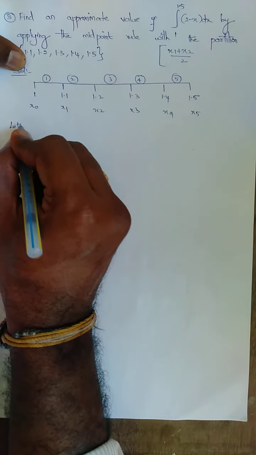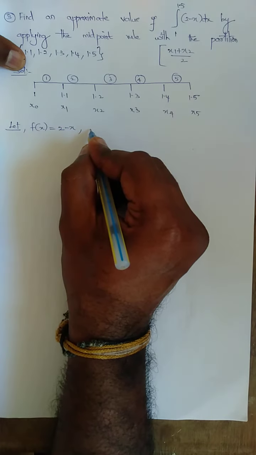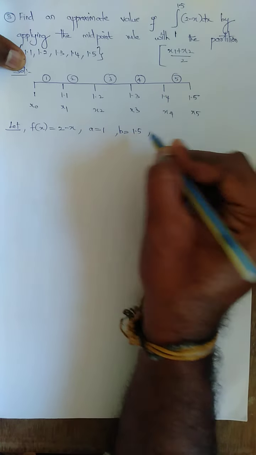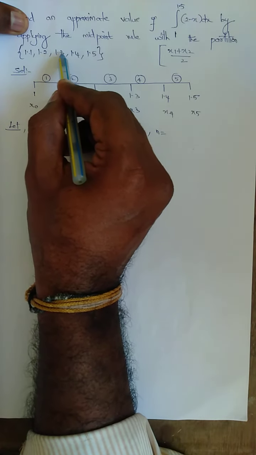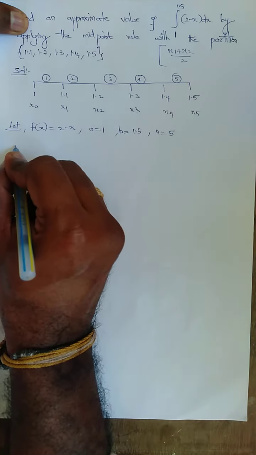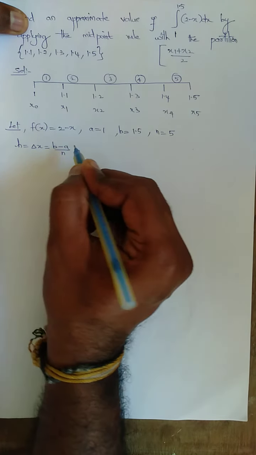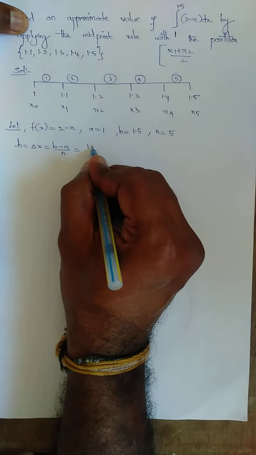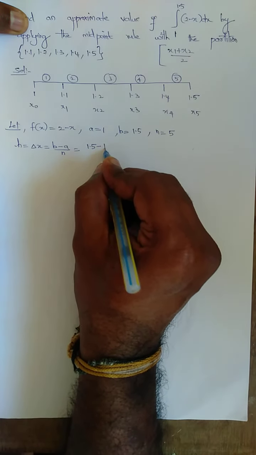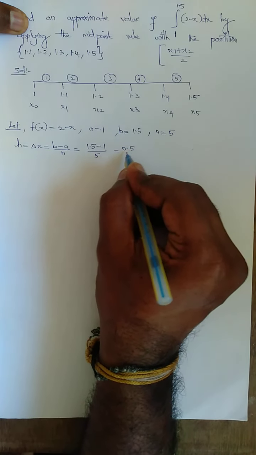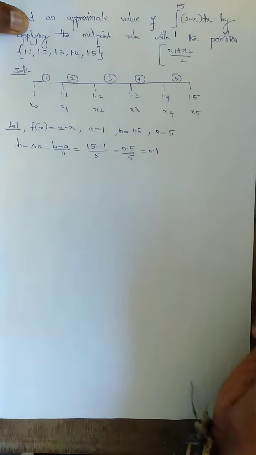Let f of x be equal to 2 minus x. Lower limit a is 1. Upper limit b is 1.5. Number of partitions is 1, 2, 3, 4, 5. Width h is equal to delta x, which is equal to (b minus a) by n. b is 1.5, minus a is 1, n is 5. 1.5 minus 1 is 0.5, divided by 5. The answer is 0.1.